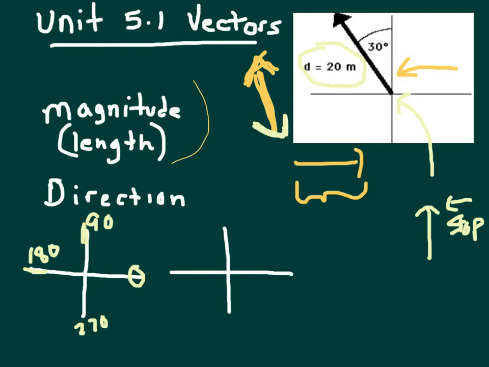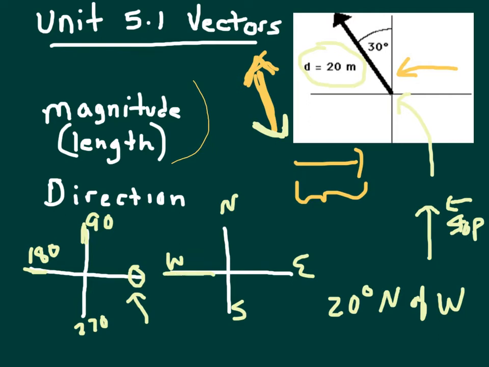This is probably the number one most popular way, but a lot of times vectors, since they relate to the real world, will call this north, east, west, and south, kind of like on a compass rose. And they might say things weird like 20 degrees north of west. Well, here is your west marker, and if I go north of that 20 degrees, this angle right there, that's the 20-degree angle. So that's kind of the background.